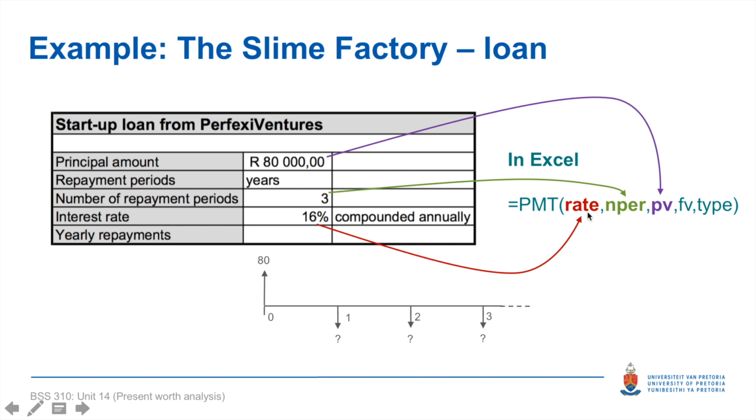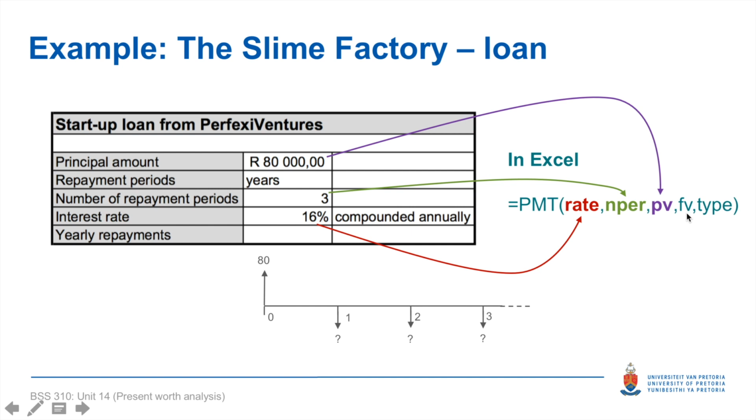Very importantly, this has to be the rate per period. This 16% is per year compounded annually, and our repayment periods are in years. So it's correct to put the 16% in here unaltered because our number of periods will also be in years. So NPER is for number of periods, and we put in there 3. PV is present value. That is the value today of your principal amount. So we put the 80,000 in there.